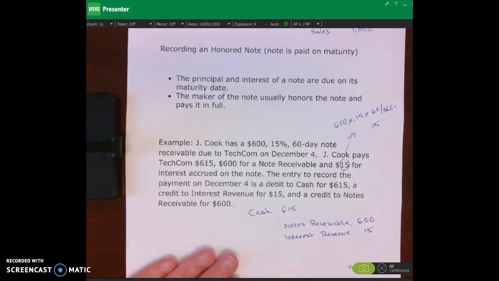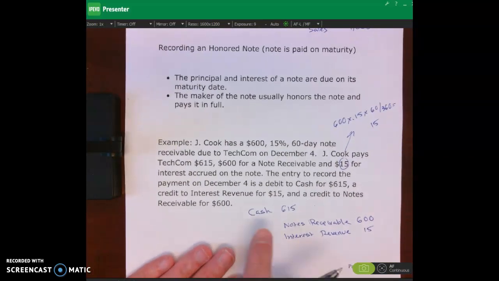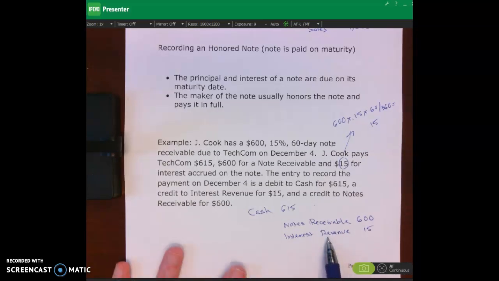Okay, so my full journal entry to record an honored note: debit cash, credit notes receivable, credit interest revenue. This interest revenue is additional revenue that would show up on the income statement.